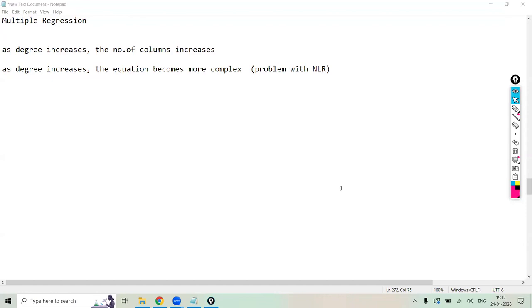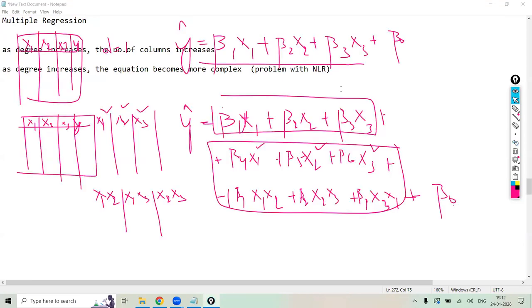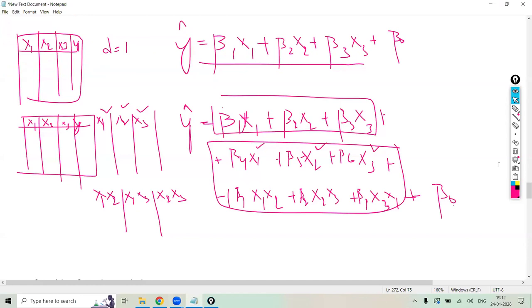Yes, absolutely. Please note it down. Everyone, please make a note. When you have three input columns, for degree of 1, for degree of 2, everyone please make a note.